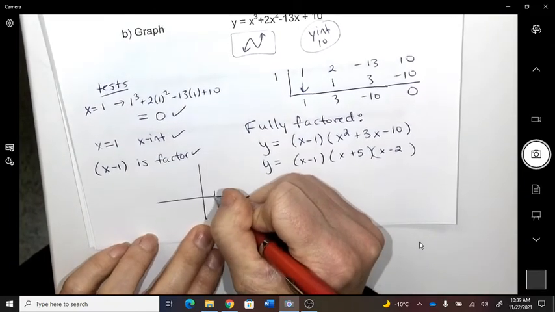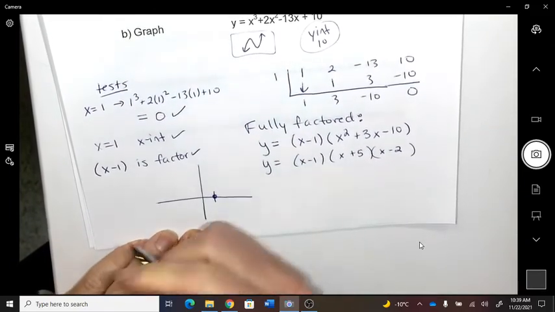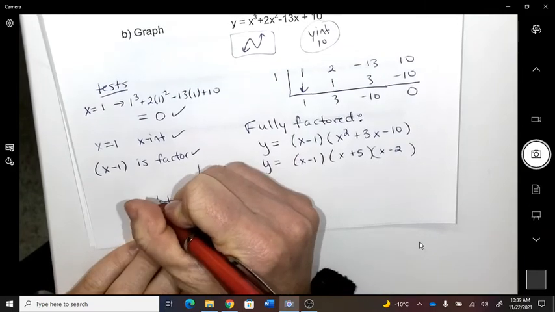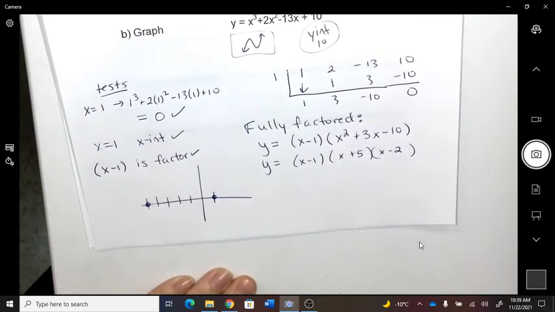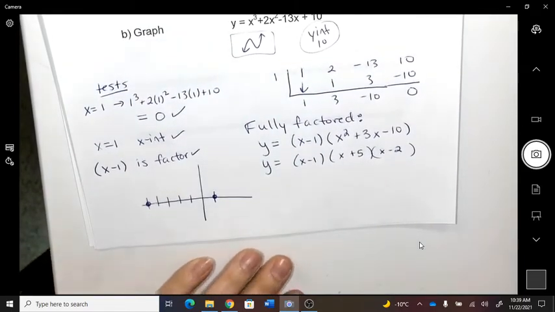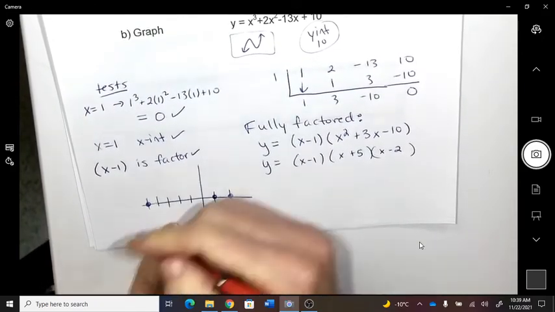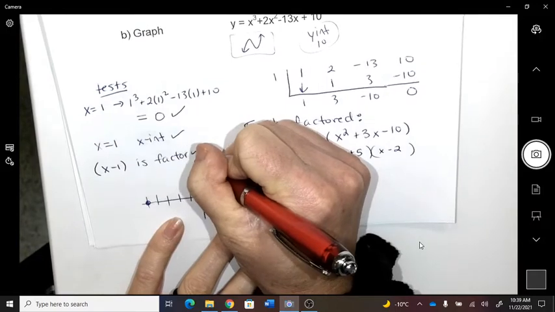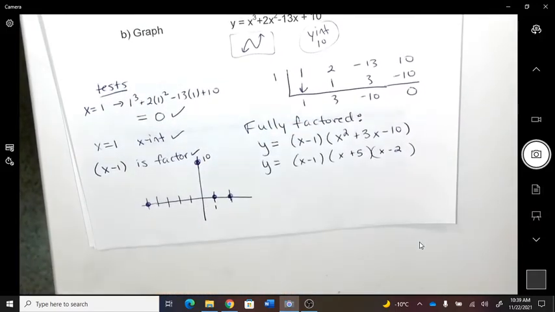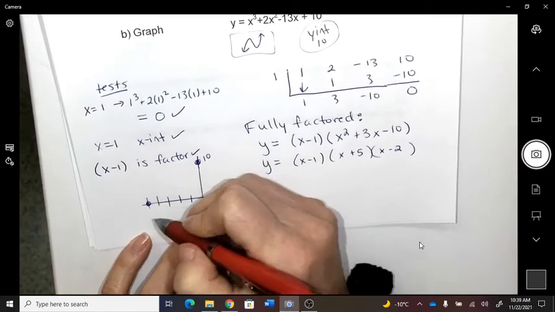we have x-intercepts at 1, at -5, and at 2. And I have a y-intercept at 10. I have no bounces. And my shape is an N.